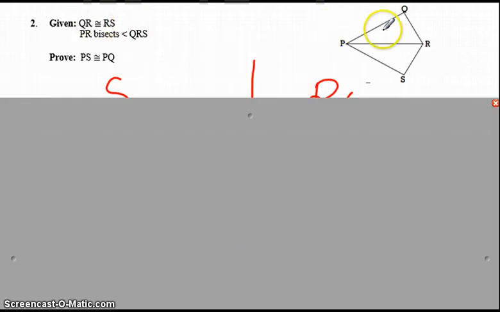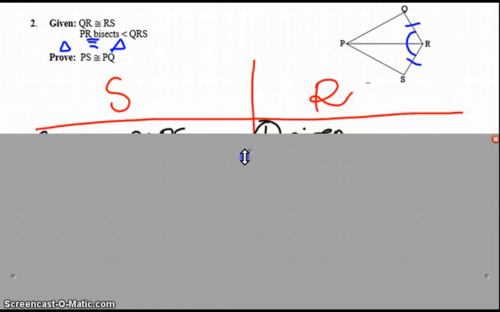Given segment QR is congruent to RS, and PR, this line right here, bisects angle QRS. Okay, we need to prove that PS is congruent to PQ. You should notice that we're not proving triangles. So right before this step, we need to prove that one triangle is congruent to another triangle. So we're going to start with our statement and reason.